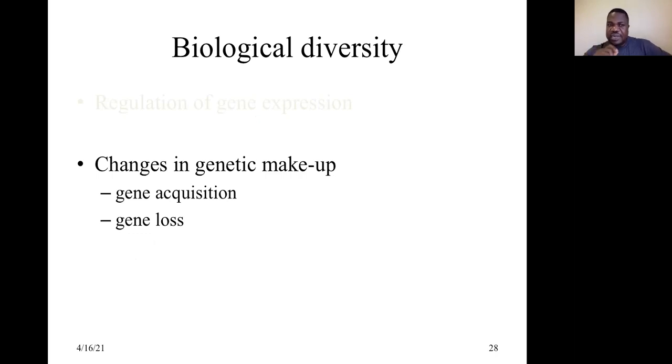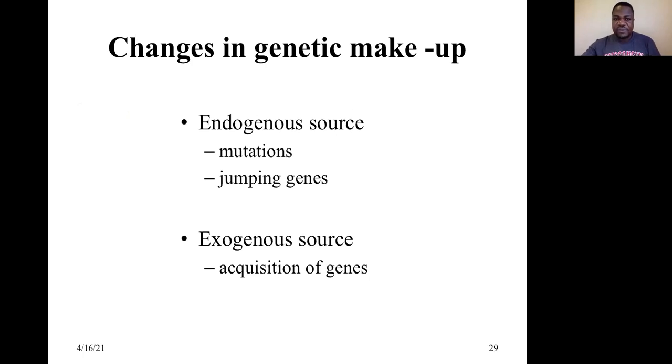Now, biological diversity, we say, can be achieved as a result of gene expression, but it can also be achieved as a result of changes in the genetic makeup. Changes in the genetic makeup, we say, can be done through gene acquisition or gene loss. So let's look at this: changes in the genetic makeup.